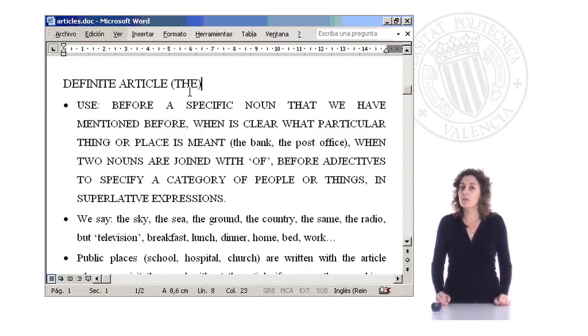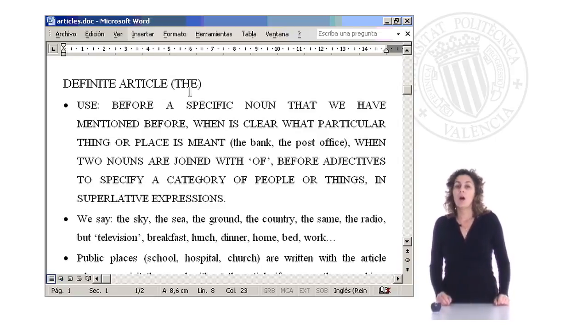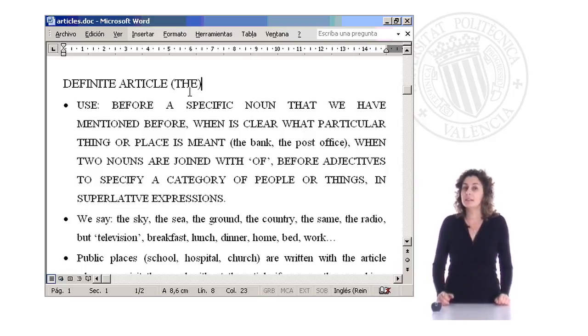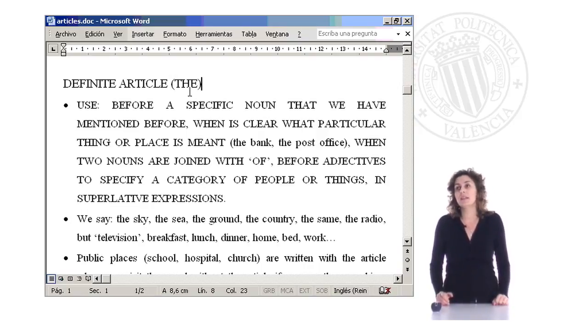For example, when we have a noun that is defined, as we have, for example, the table of the student, when it's joined by a preposition of, the car of the headmaster. Also, the article the is used before adjectives to specify a category of people or things. For example, the old, the rich. Here, really, we are thinking about the rich people, the old people. And also it's used in superlative expressions. As you know, this is the most interesting presentation I've ever heard, right?